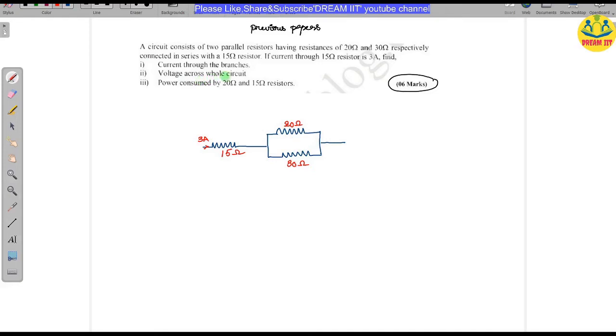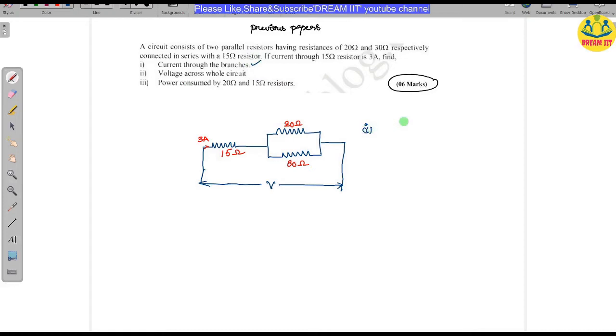Next, the voltage across the whole circuit. Let us draw the voltage across this entire circuit. I am taking it as some V across this entire circuit, like this. Okay, right. Then the power consumed by the 20 ohms and 15 ohms resistors. For this, first you see, I am solving the first question here. Let us take the first question.